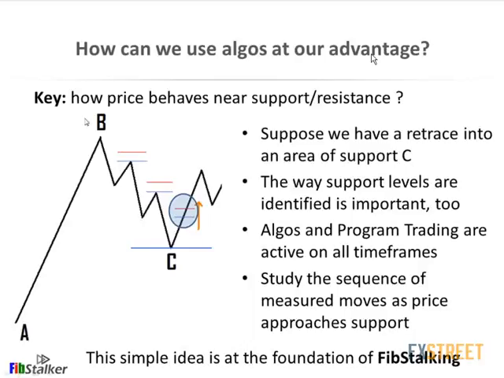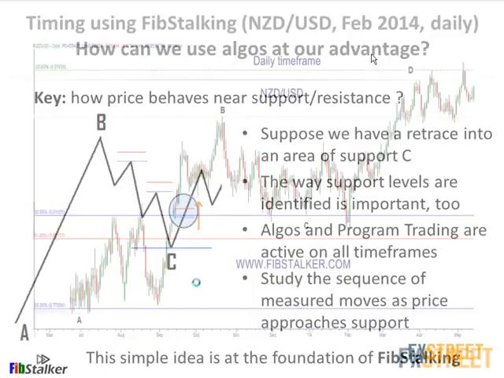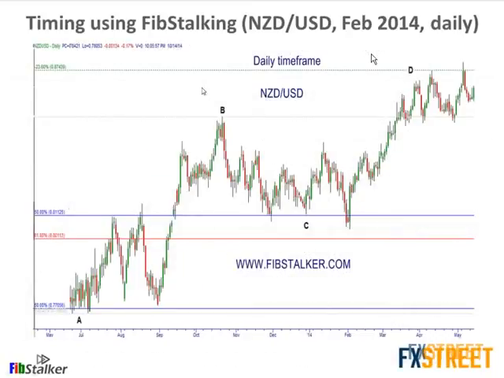Now this timing B2C can also be done in a procedural way using a technique that I call fib stalking, and that's a proprietary timing technique that analyzes the sequence of measured moves. Now let's see. Let me make a real example here, and I'm going to use the same schematic, the same idea that I gave before. So we have our A here, which is this level here.